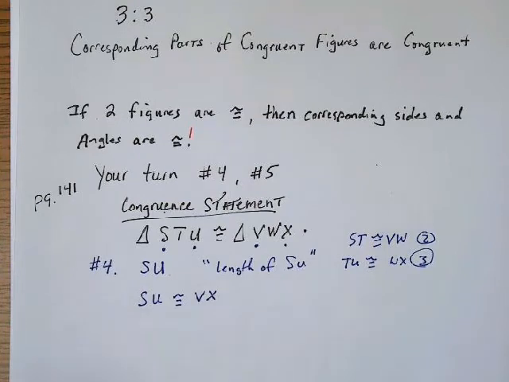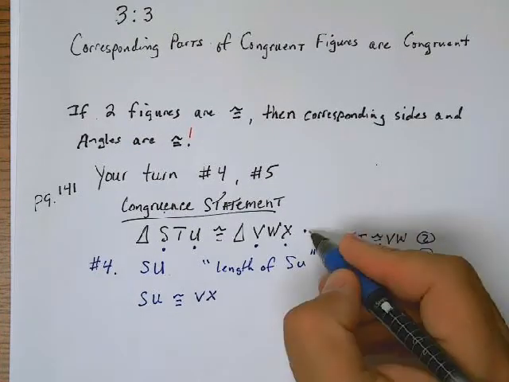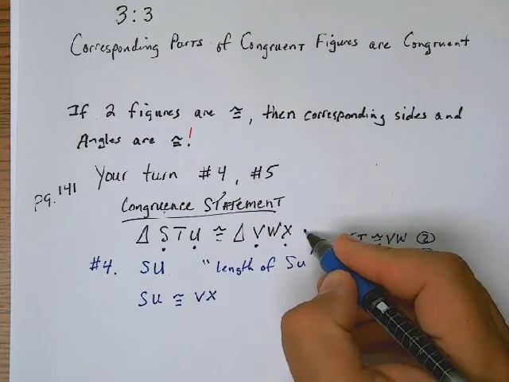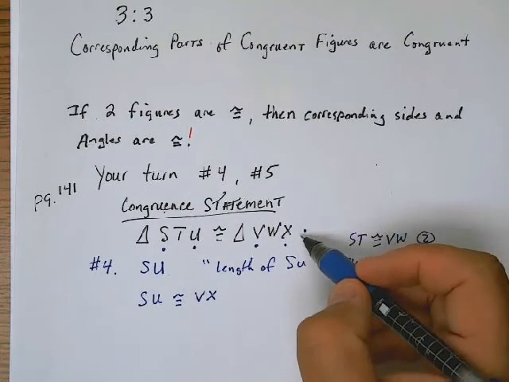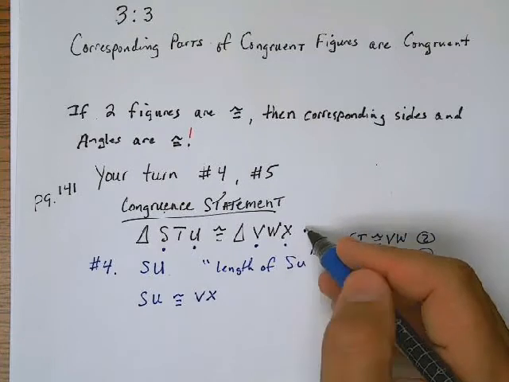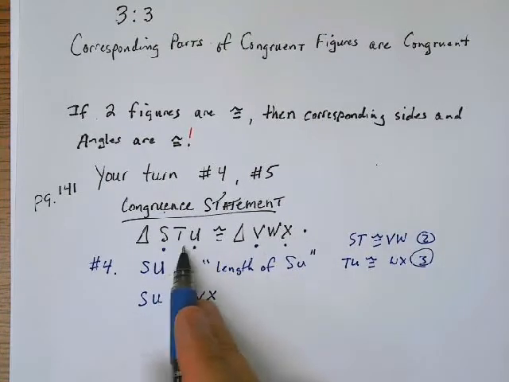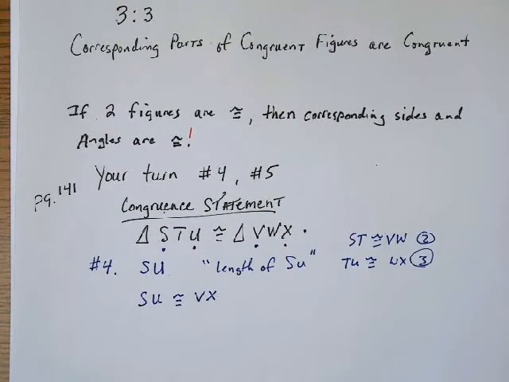Basically, just say that one of the angles is equal to another angle. Which one? In this statement right here, Lily. That's the triangle, correct. But how many angles are in triangle STU? 3. How many angles are in triangle VWX? Okay, which ones are equal?